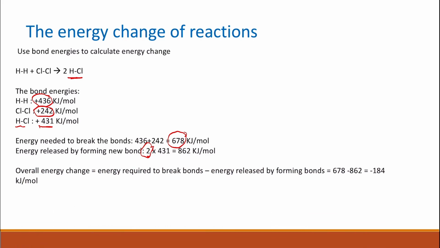And now we need to calculate the overall energy change, which will equal the energy required to break the bonds minus the energy released by forming the bonds: 678 minus 862, that will give us minus 184. So this is an exothermic reaction.